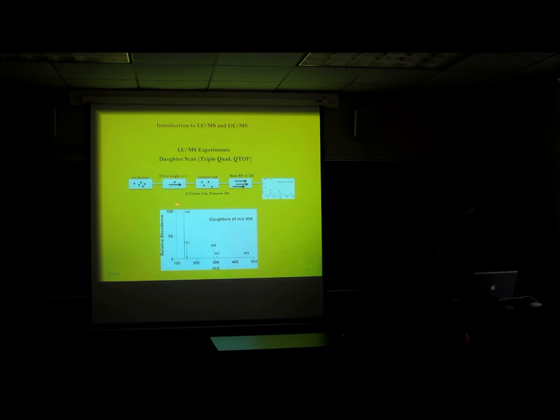The experiment you'd do before that would be a daughter scan, where you're filtering a single M over Z, breaking it into pieces, and then you're scanning this third quadrupole to get a full mass spectrum showing the fragments of that compound. You can then pick one of the high intensity daughter ions, say 139, and now you can make an MRM experiment where you're only going to monitor this 459 to 139 precursor to fragment transition.